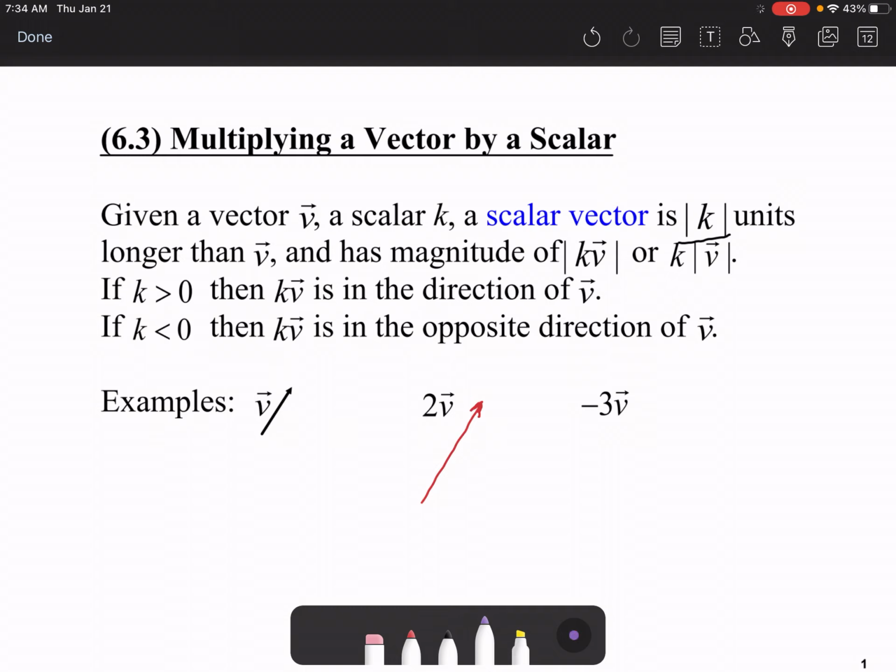And now I'm going to draw using my ruler again, same orientation, but now 1.2 times 3 is 3.6. And this would be the vector negative 3v. As you can see, headed in the opposite direction.